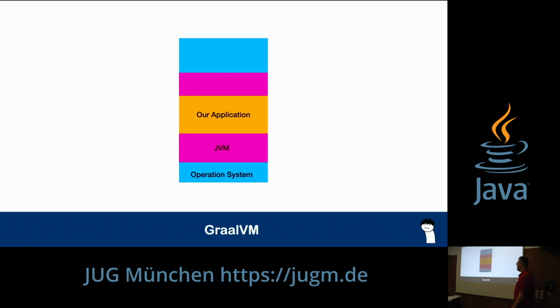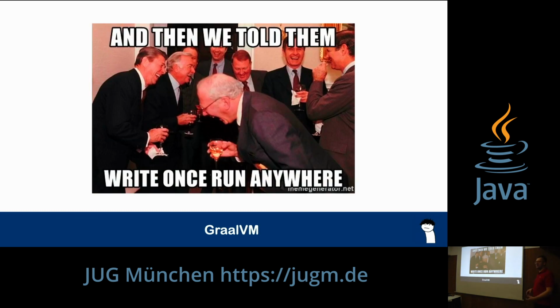We have our operating system, which is one container, we have the JVM, and we have our own application. The question is, why do you even want to have a virtual machine? What is the reason to have a virtual machine? Write once, run everywhere. Exactly. And that was exactly the initial promise of the virtual machine.